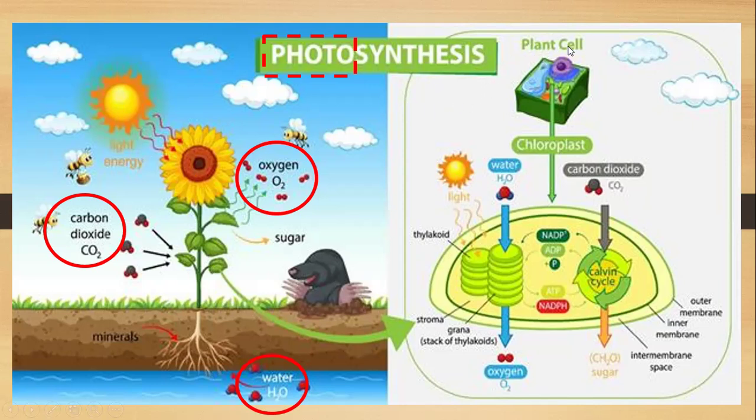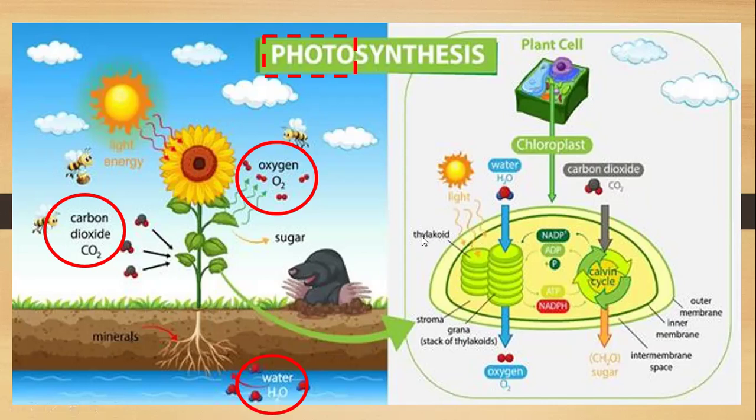Here I'm showing you the plant cell. If you are thinking about the leaf, a very minute section or very minute cell you can consider is the chloroplast. And what about the chloroplast? Chloroplast has two portions, two segments. One is stroma, and one is grana.